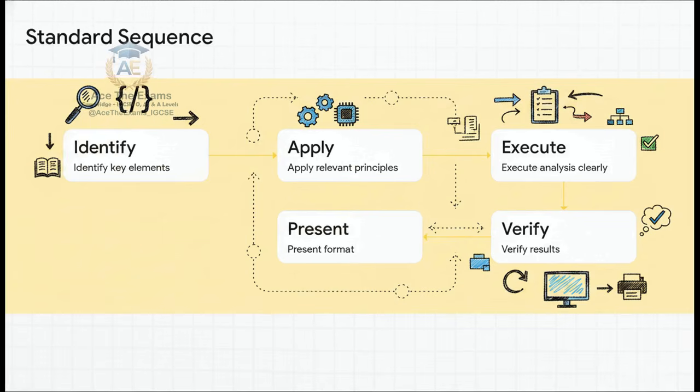And step 5, present your final console output in the exact, specific format requested by the question prompt. If they want an integer, give an integer. If they want a string with spaces, include the spaces. Stick to this sequence and you build an absolutely unbreakable chain of logic that the examiner has to reward.